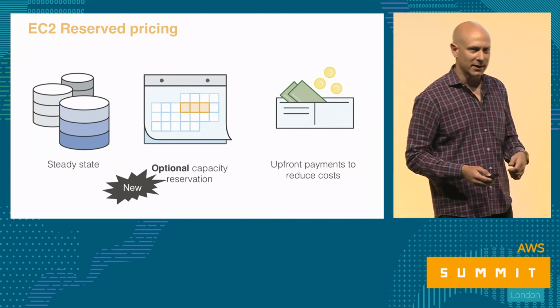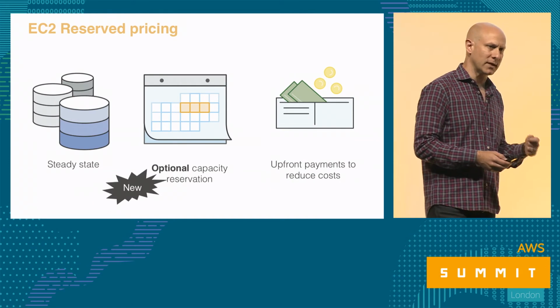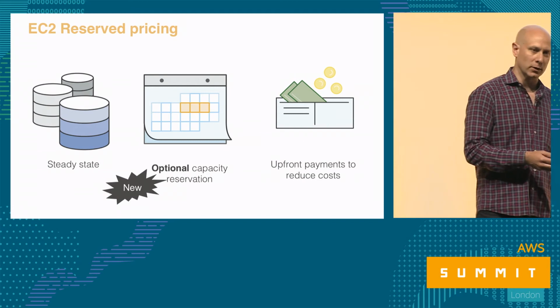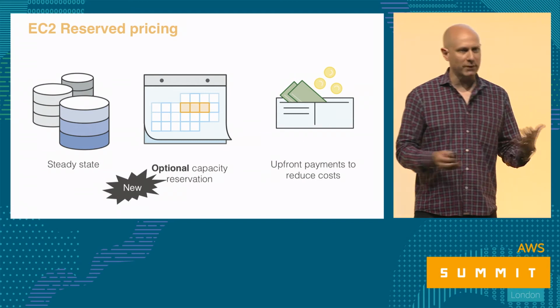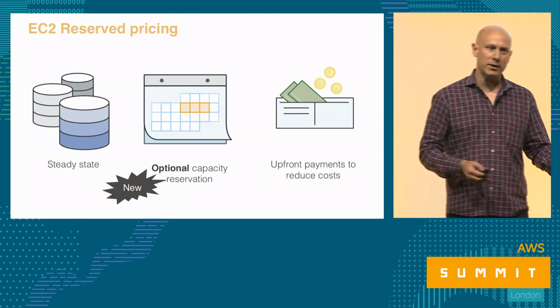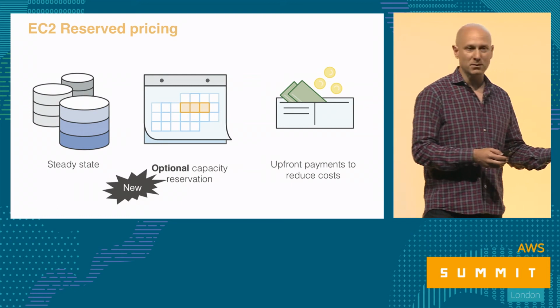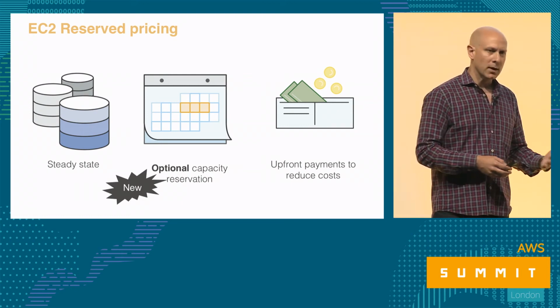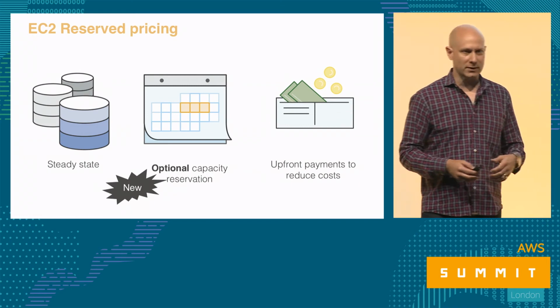The next one is reserved pricing, and I mentioned this before, where you can get a significant discount for committing to us. This is for your steady state workloads. If you're going to be running something 24/7, you're going to be running it for the whole year, or running it enough that it doesn't make sense really for you to turn it on and off. You're running your databases. You're going to be using reserved instances.